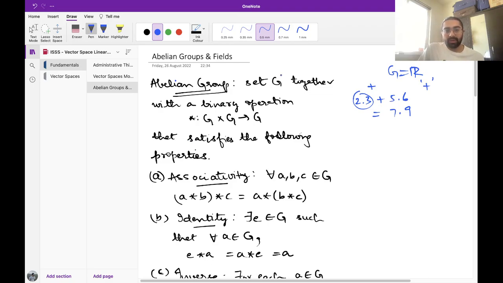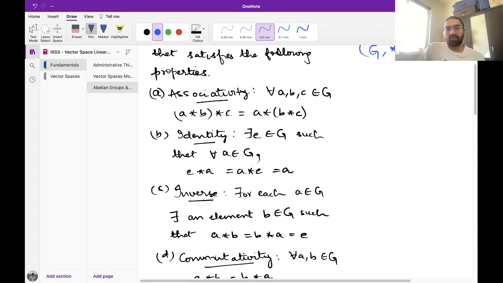So we are saying that this set and this binary operation are one combination I'm taking, but if it follows some properties, then I can call this whole G comma star tuple an Abelian group. What properties are those? The first thing is associativity.